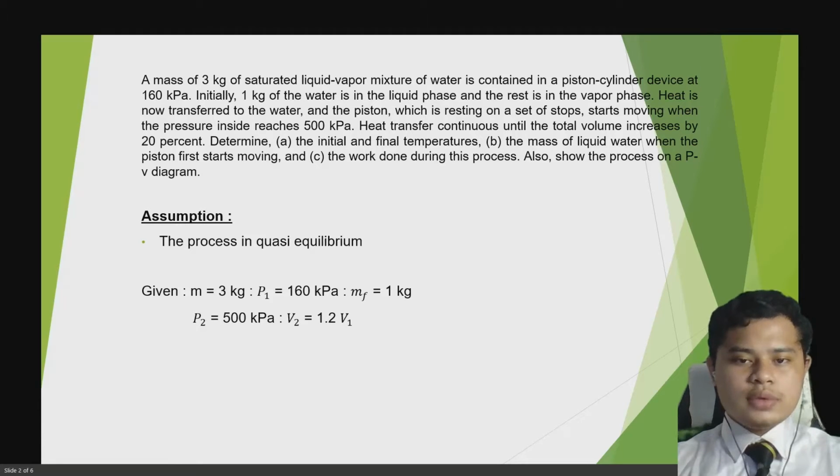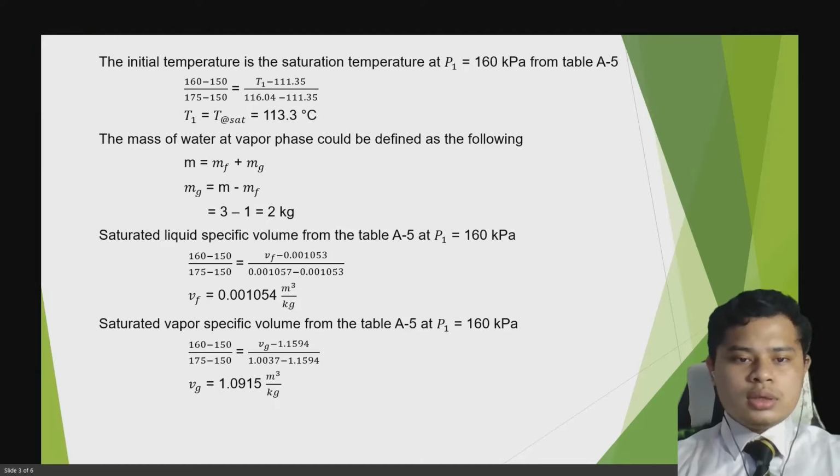The question has given us the mass, which is equal to 3 kg, the initial pressure, which is 160 kPa, the mass in liquid phase, which is equal to 1 kg, and the final pressure, which is 500 kPa. It also states that the final volume is equal to 1.2 times V1, that is the initial volume. So the question asks us to find the initial temperature.